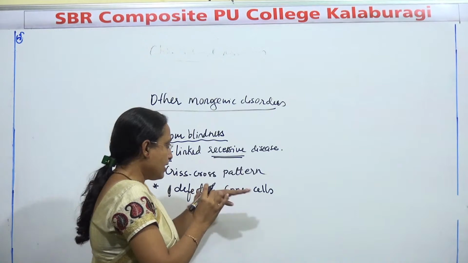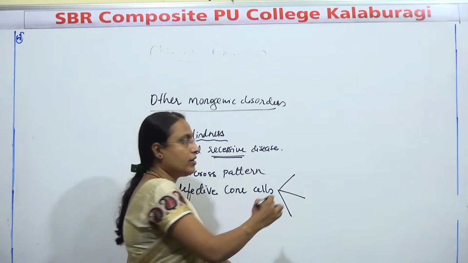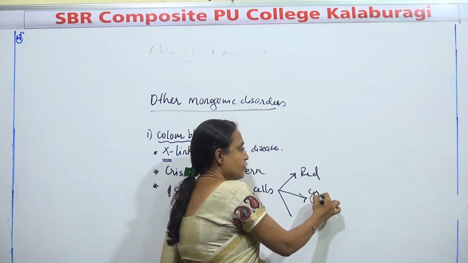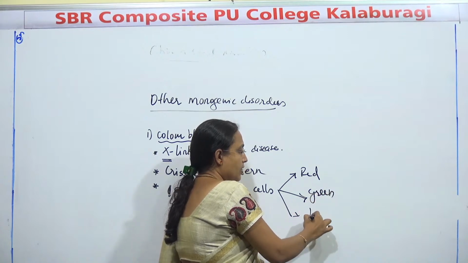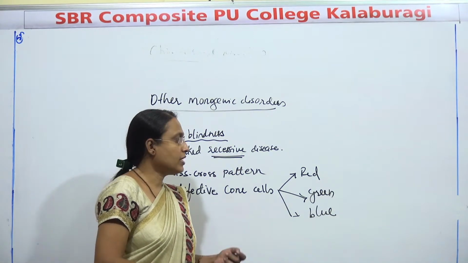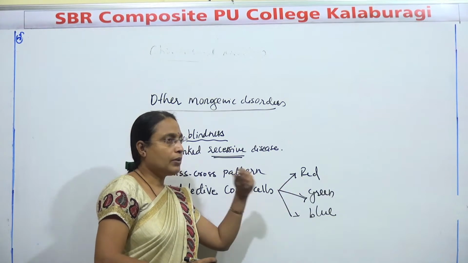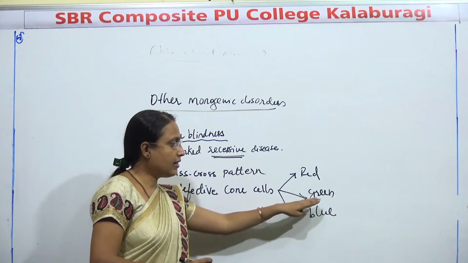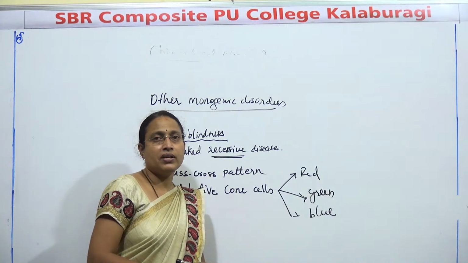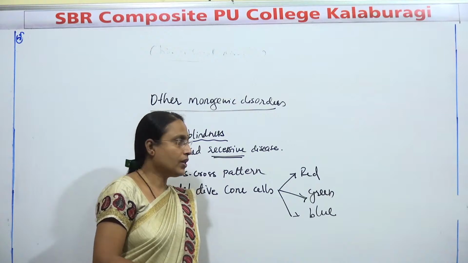And there are three types of cone cells. One is sensitive to red color, another is sensitive to green color, and the third one is sensitive to blue color. So the defective cone cells can be for red, green, or blue. One cone type is for detection of red color, that means your eyes can see red color. When the stimulus is equal, then the perception of white color comes, which you have studied already in the previous year.